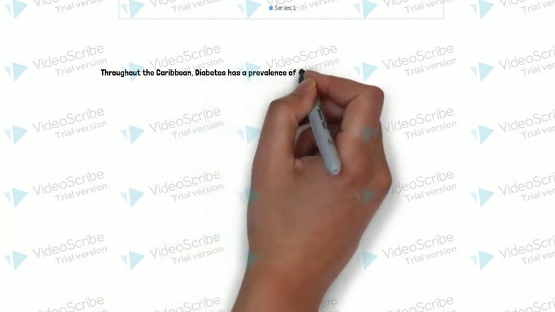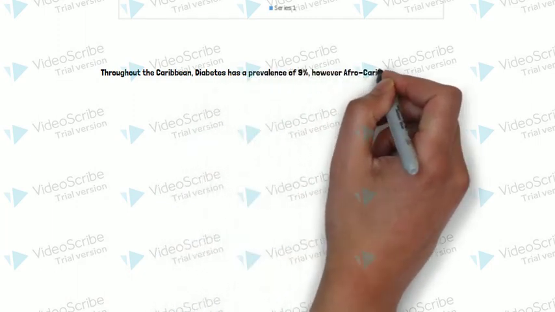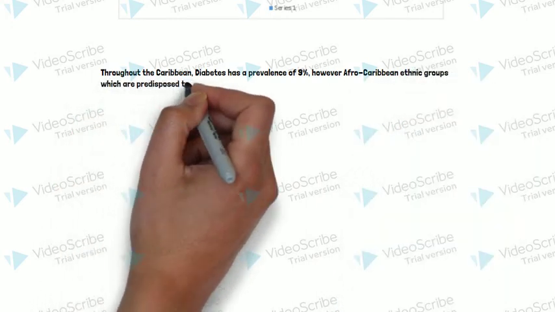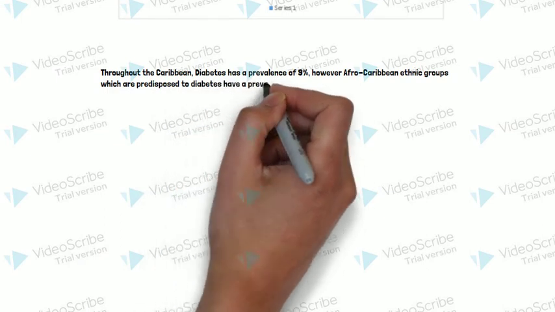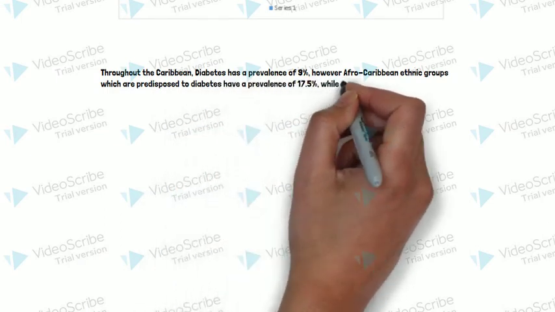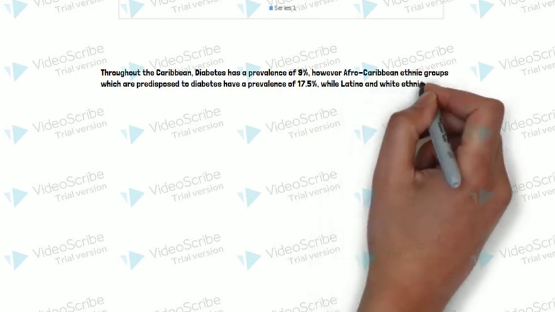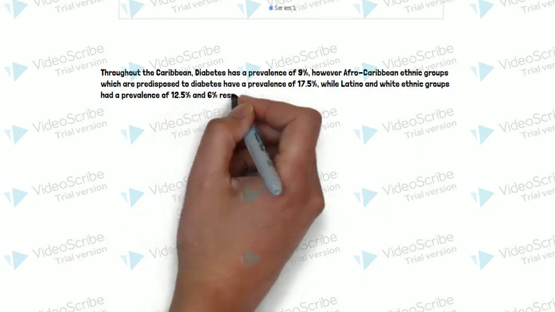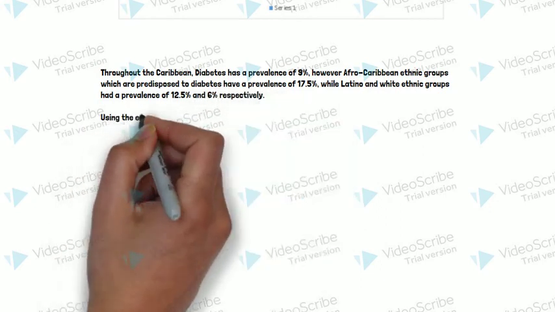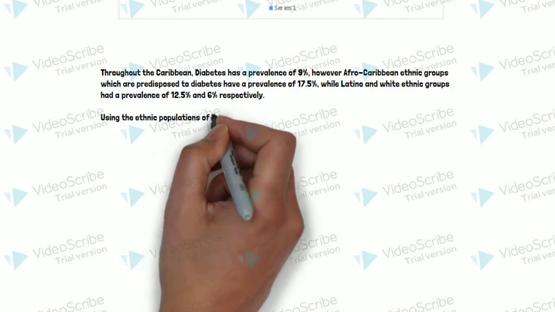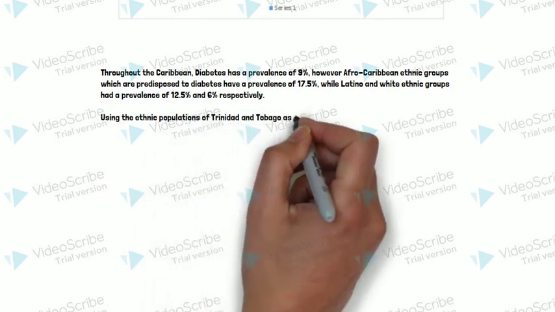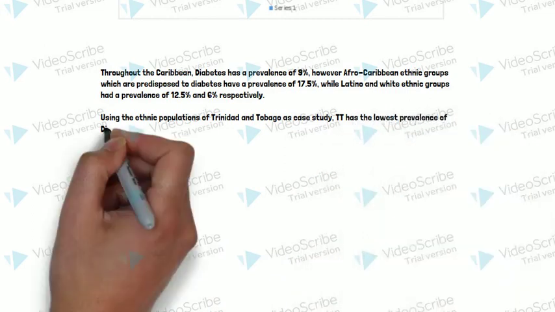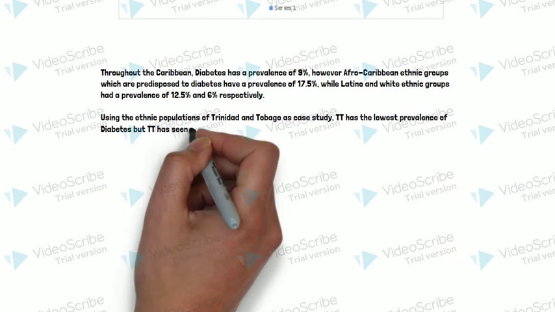Throughout the Caribbean, diabetes has a prevalence of 9%. However, Afro-Caribbean ethnic groups, which are predisposed to diabetes, have a prevalence of 17.5%, while Latino and white ethnic groups had a prevalence of 12.5% and 6% respectively. Using the ethnic populations of Trinidad and Tobago as a study, Trinidad had a prevalence of 1.3% for diabetes in the 1950s, and this grew to more than 12% in the early 1990s.